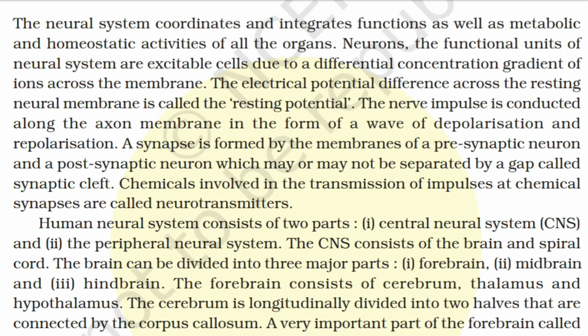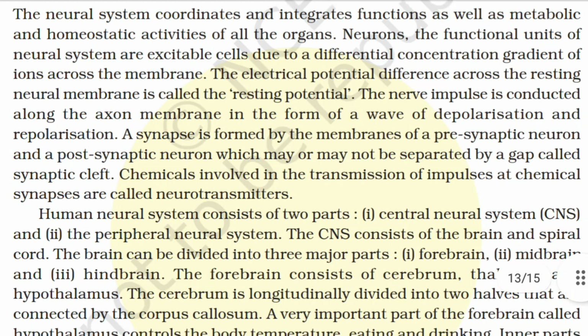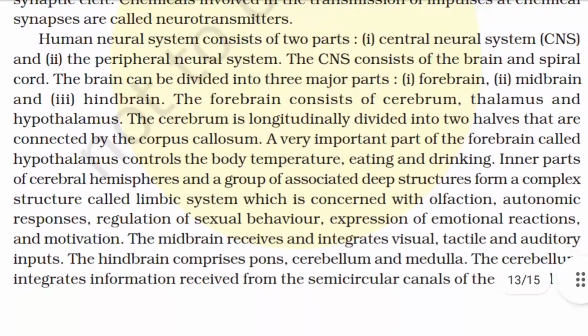A synapse is formed by the membranes of a presynaptic neuron and a postsynaptic neuron, which may or may not be separated by a gap called synaptic cleft. Chemicals involved in the transmission of impulses at chemical synapses are called neurotransmitters.